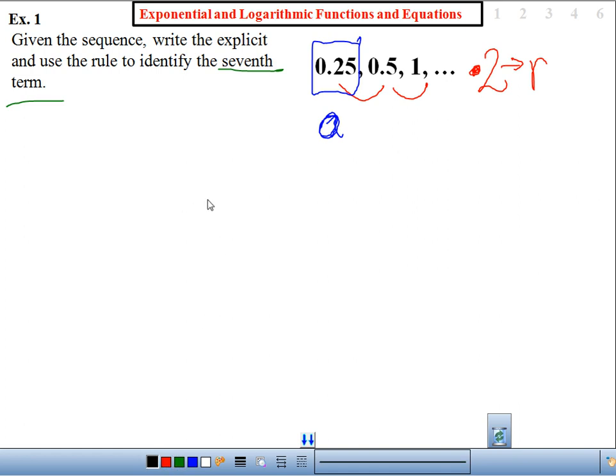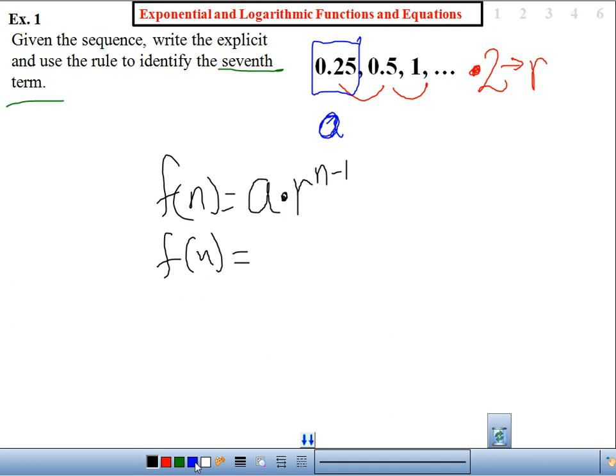Our explicit rule for geometric sequences is f of n equals, what was it? F of 1, but instead of f of 1, what are we going to write? A times r to the n minus 1 power. Okay, so do we have a? Yes. Do we have r? Yes. So let's do that. So I'm going to write f of n equals, a is 0.25 times, what is our r? R is 2, and then we just write n minus 1.